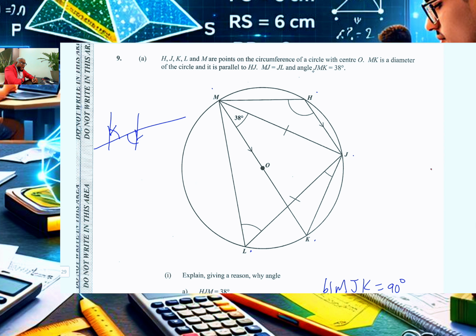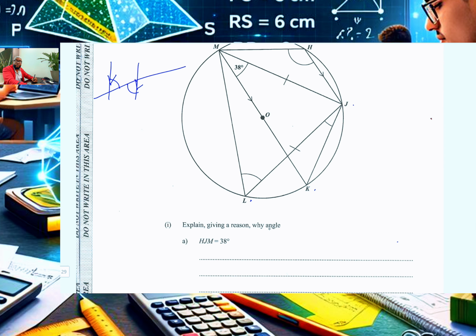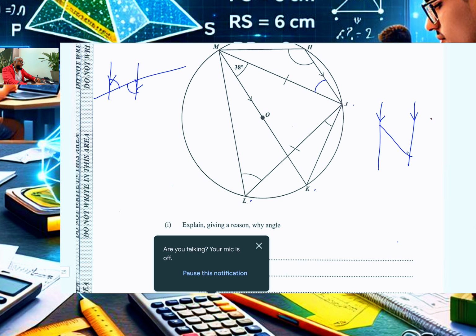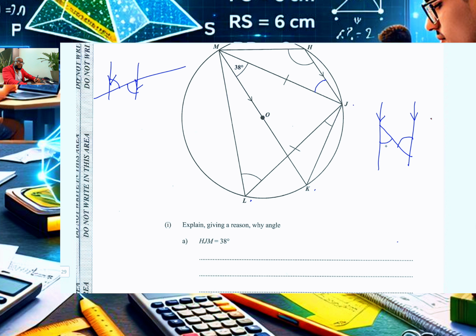So the only angle they gave us was JMK. J to M to K would be 38 degrees. They want you to explain, give a reason, why this angle is equal to 38, right? So if you observe, we have a pair of parallel lines here. This angle on the inside here would be equal to this angle on top here, right? And the reason would be alternate angles are equal. Then we have a pair of parallel lines with a transversal running from one parallel line to the next. This angle on the inside here would be equal to this angle on the other side here. So you have alternate angles equal.